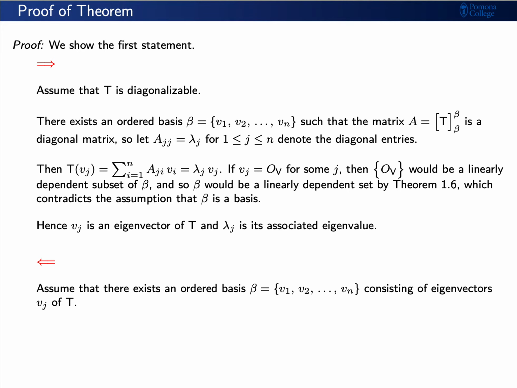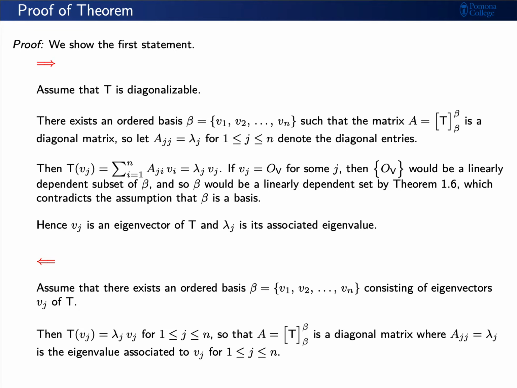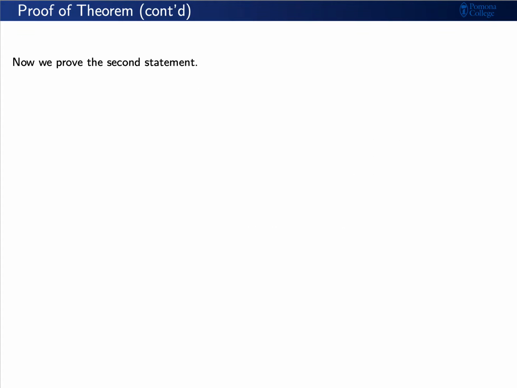Conversely, let's say that we do have an ordered basis consisting of eigenvectors. Then it's simply a matter of realizing that T of Vj is lambda j times Vj, so that our matrix representation is indeed a diagonal matrix. Now let's prove the second statement.